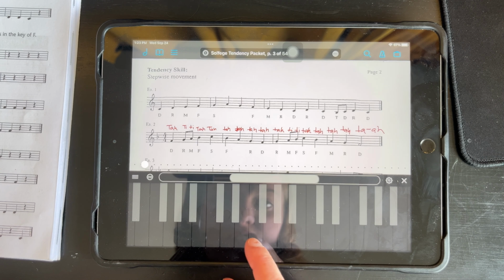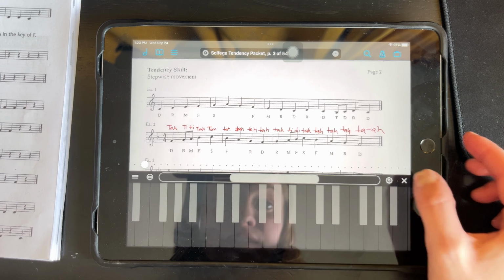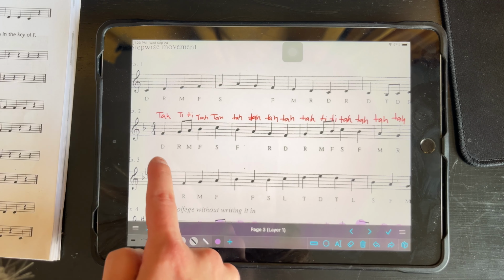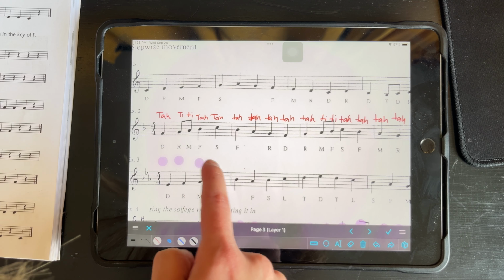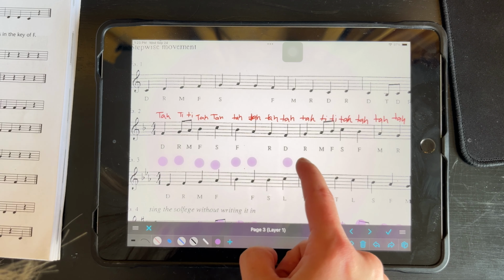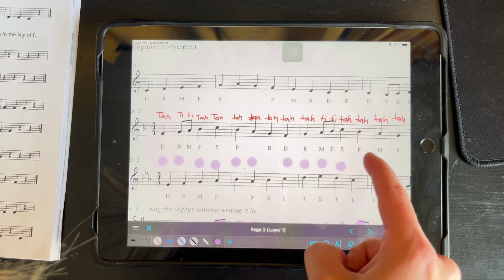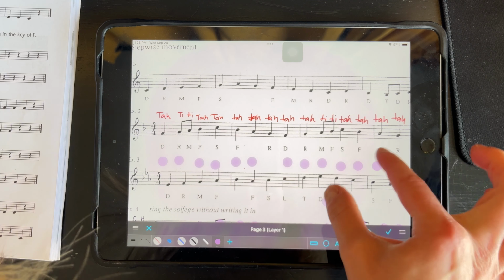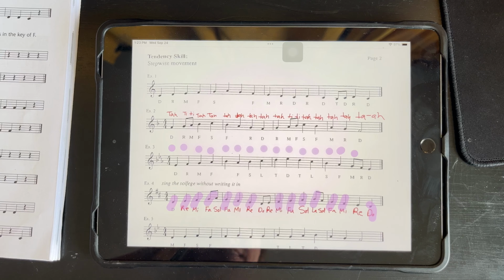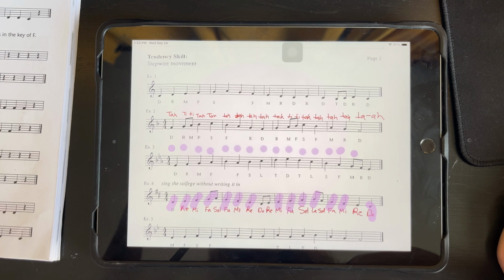Plunk our F, do, do, do. 1, 2, ready, go. Do, re, mi, fa, sol, fa, mi, re. Do, re, mi, fa, sol, fa, mi, re, do. All right, so there we've just added a couple of eighth notes in there.